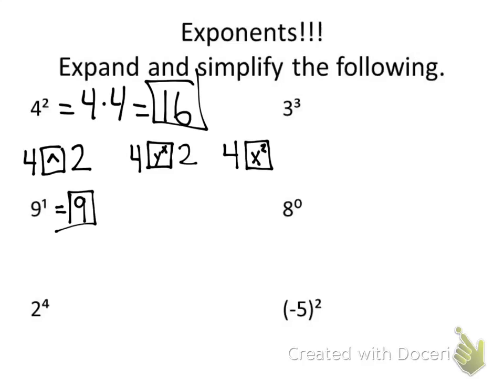2 to the fourth power. That means I have 2 how many times? 4. So 1, 2, 3, 4. And then you just multiply from left to right. So I have 2 times 2, which is 4, times another 2, which is 8, times another 2, which is 16. Very good.